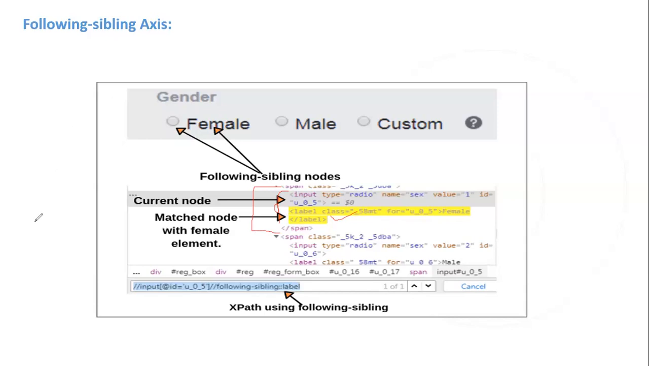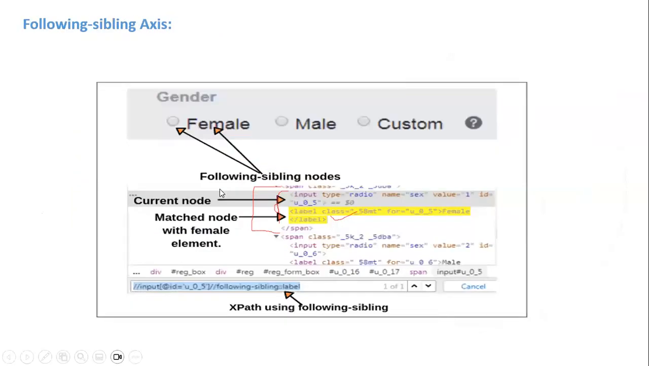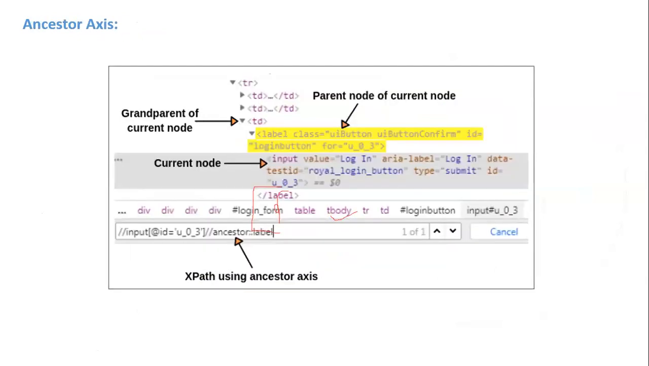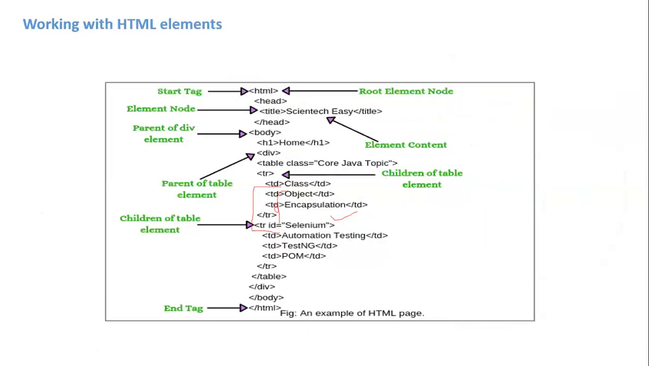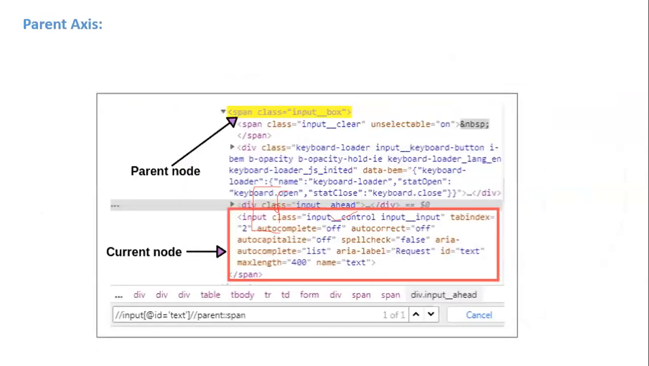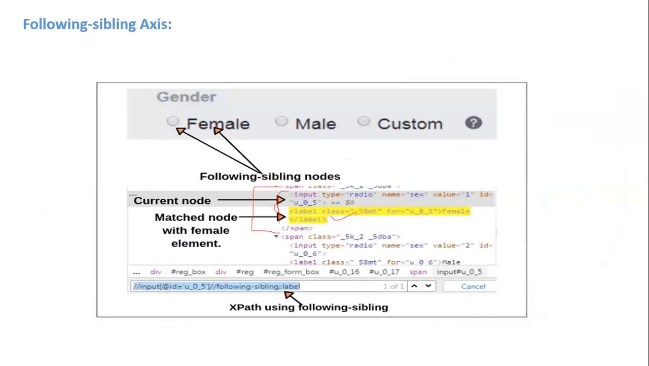So we can select following sibling or we can select descendant. Here we have discussed how you can select child access, how you can access the parent, how you can access descendant and ancestor elements, and how we can select following and following sibling nodes. I hope it's clear.